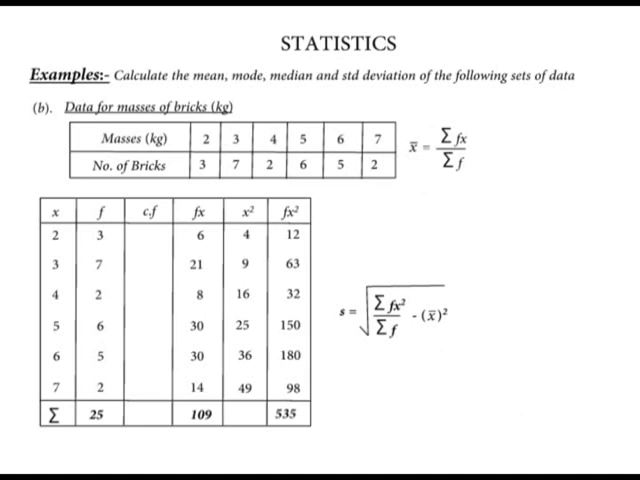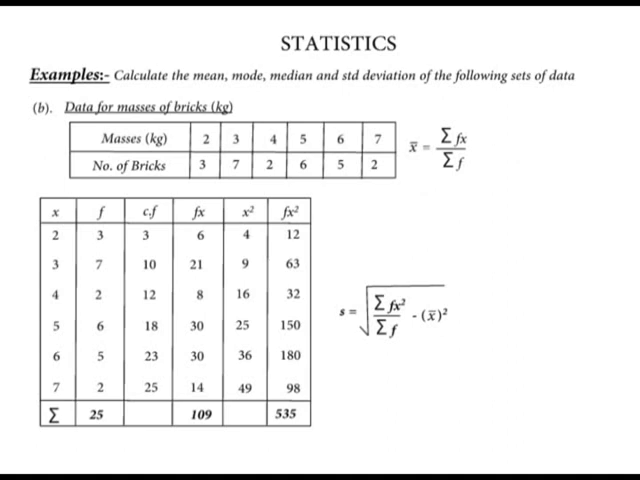Cumulative frequency. The first one is 3, 3 plus 7 is 10, 10 plus 2 is 12, 12 plus 6 is 18, 18 plus 5 is 23, and 23 plus 2 is 25. I believe that is sufficient.